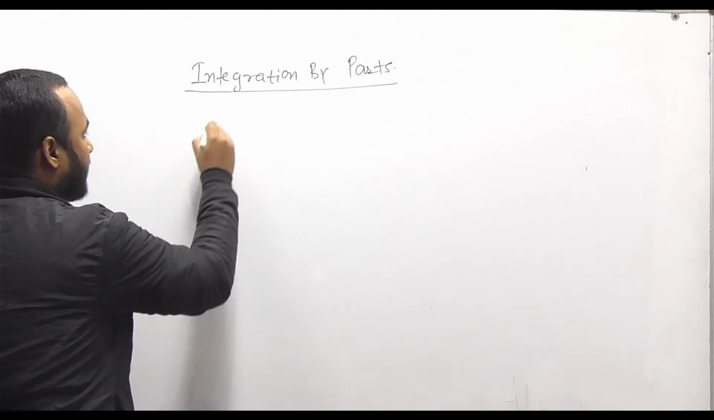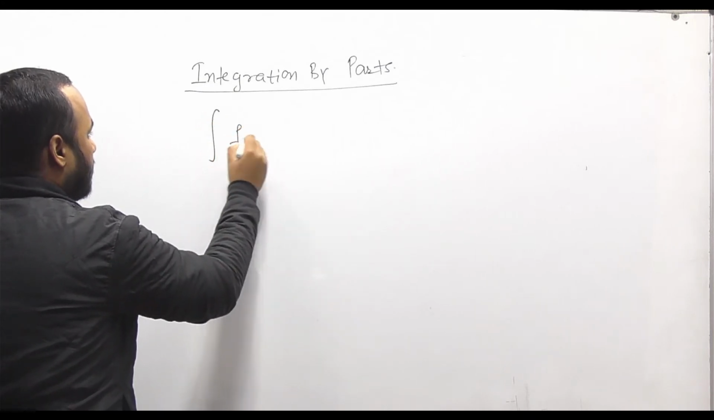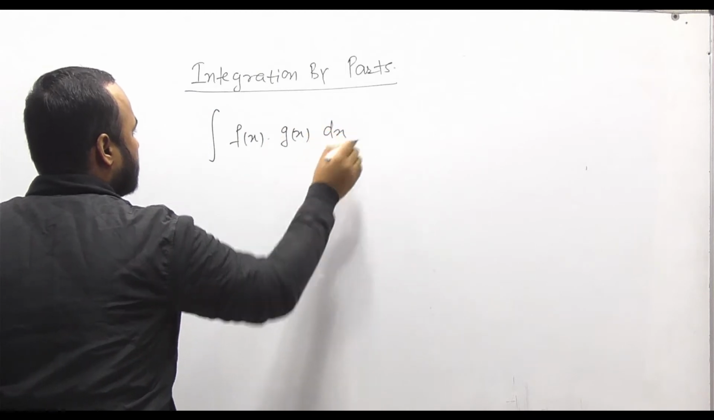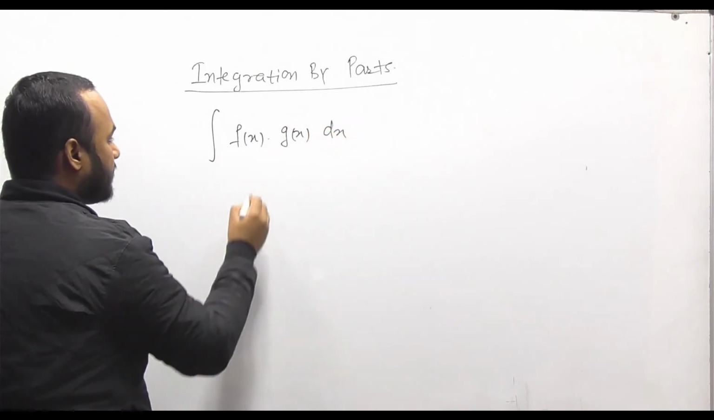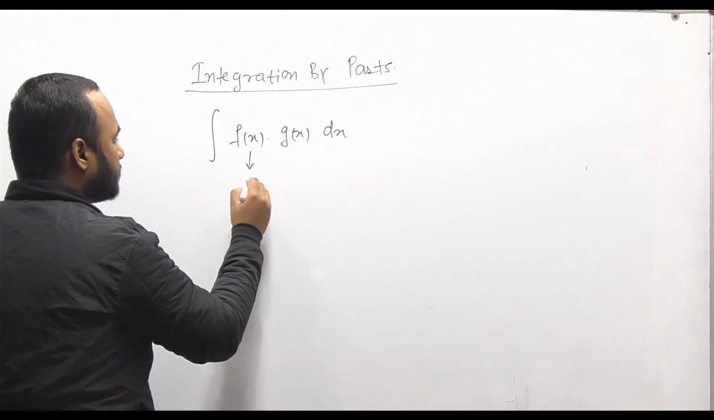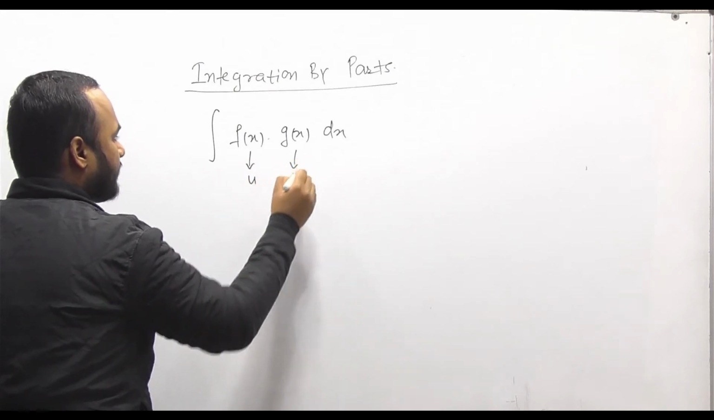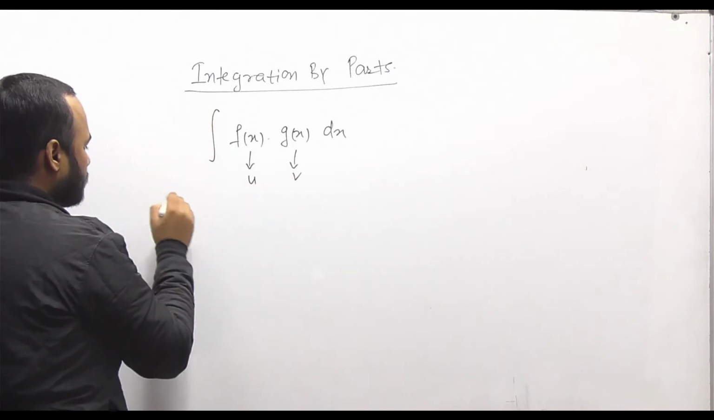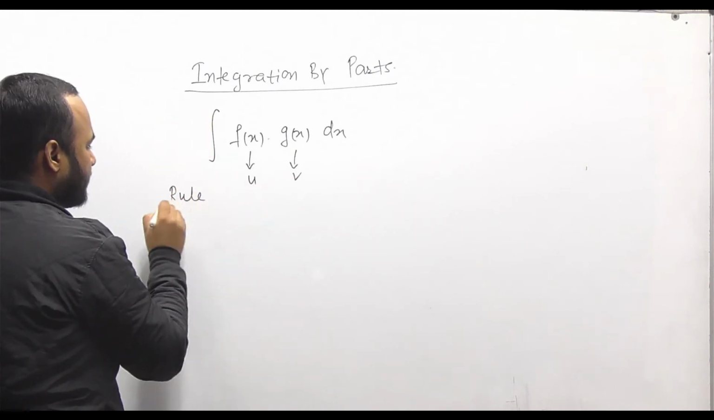Suppose we have to do integration of two functions, say f(x) and g(x), and we have to integrate both of them. Let's suppose this is our u function and this is our v function. Then the by parts rule says, what is the rule to integrate this function?